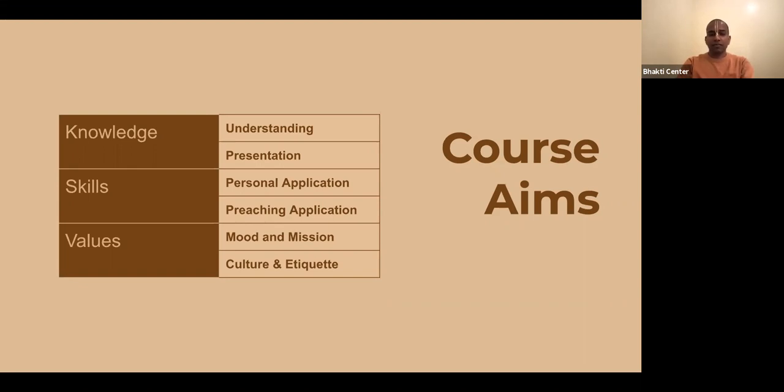And these skills are also mainly like how we can enrich our devotional service on a daily basis. So that is the skill we will learn from reading these books. And in terms of value system, trying to understand what is the mood and mission of Srila Prabhupada, and also in what mode we should be applying it personally and in respects to others, and also learning certain devotional cultural elements and etiquettes which are mentioned in these books. So these are the general aims.